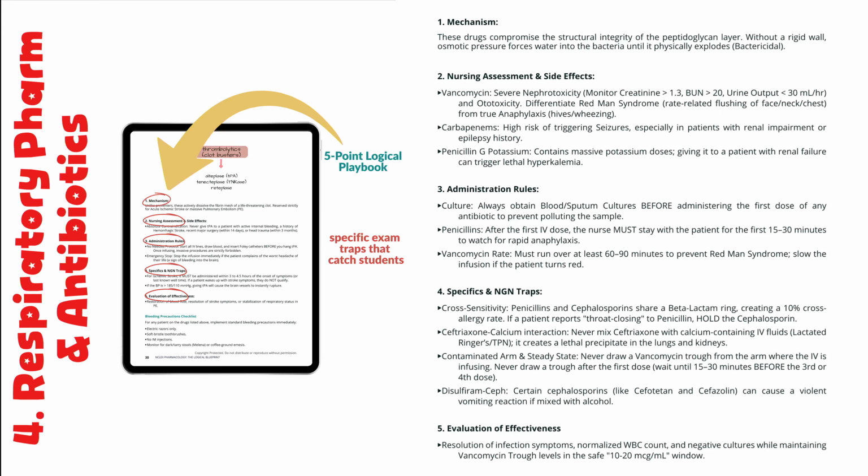One more high-yield trap: never mix ceftriaxone with a calcium-containing fluid like lactated ringers or TPN. It forms a lethal precipitate that destroys the lungs and kidneys. Use a dedicated line or flush thoroughly with saline first.